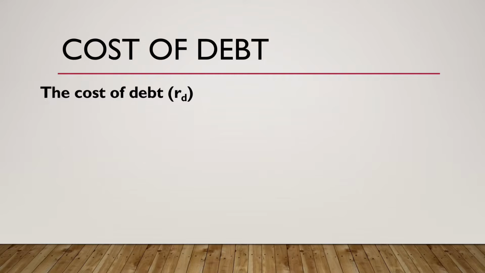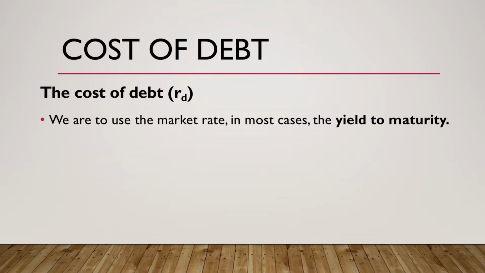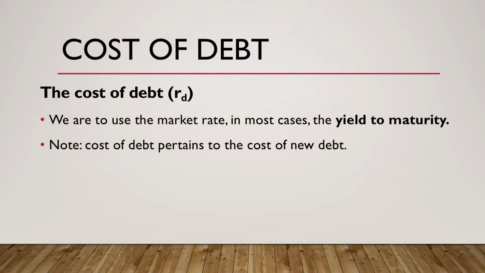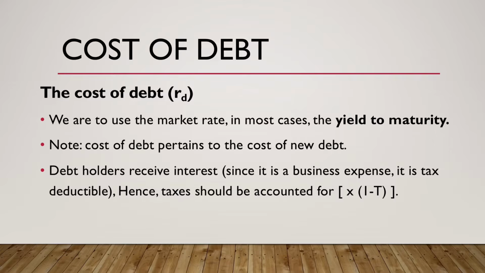For the cost of debt, we are to use the market rate. In most cases, this is equal to the yield to maturity. Note that the cost of debt, or any capital component for that matter, pertains to the cost of new debt, or any new capital component. That is, assuming we are going to fund a new project. Hence, market values are used instead of book values in arriving at the relative proportion of each capital component in the capital structure.